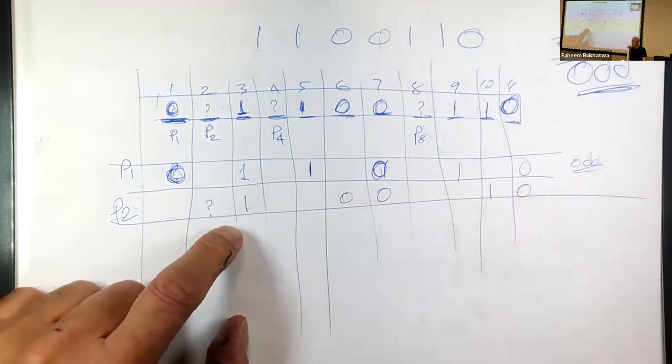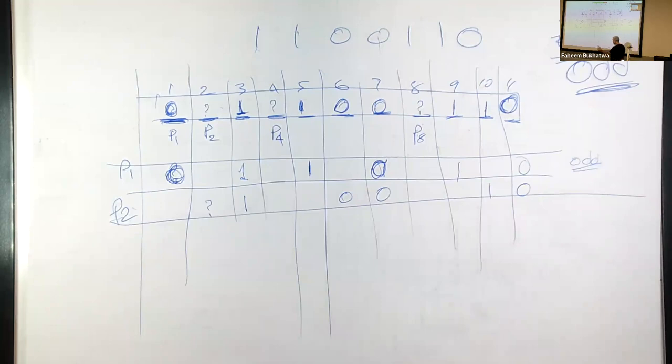Right, do you understand that? This is the parity 2 group. We start at position 2, we take 2 bits, and we skip 2 bits. We take 2 bits, we skip 2. The 2 bits are at the top there, the original bits.